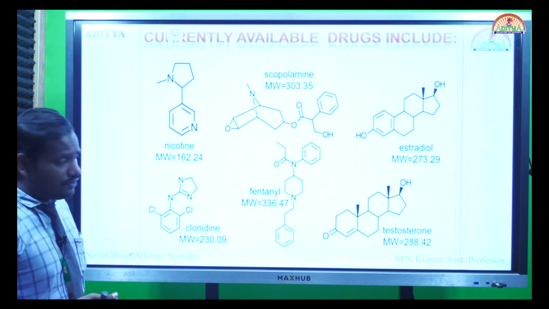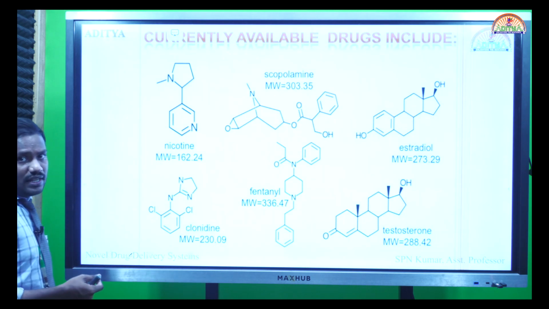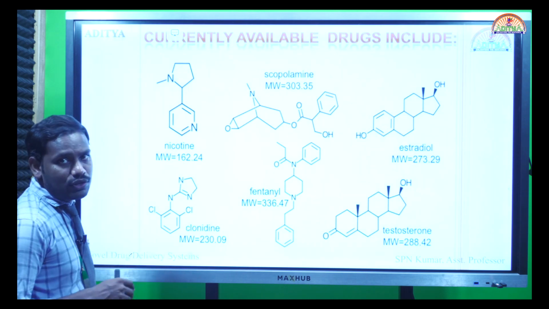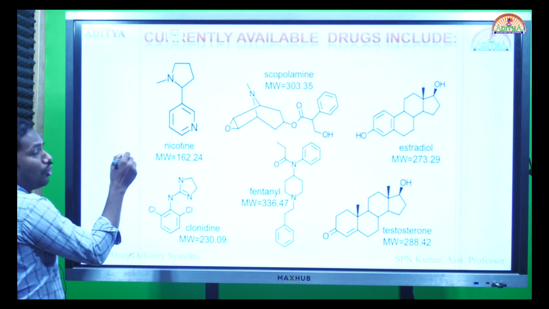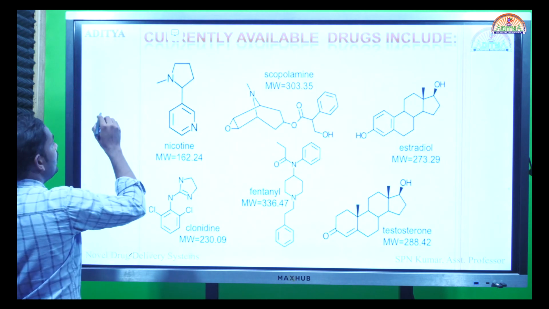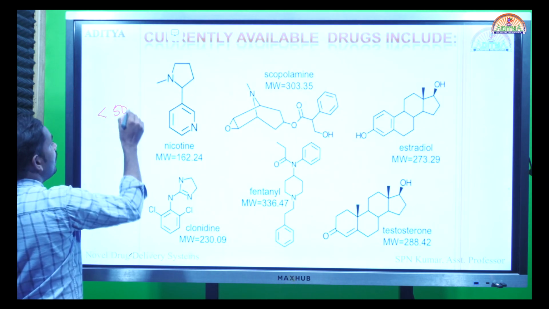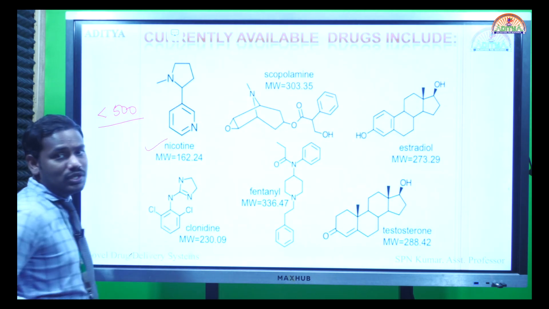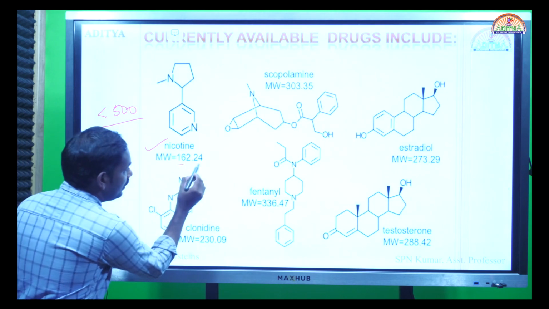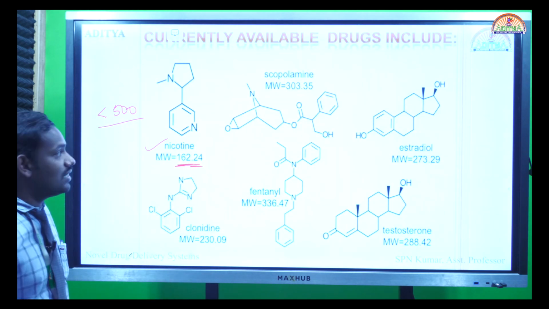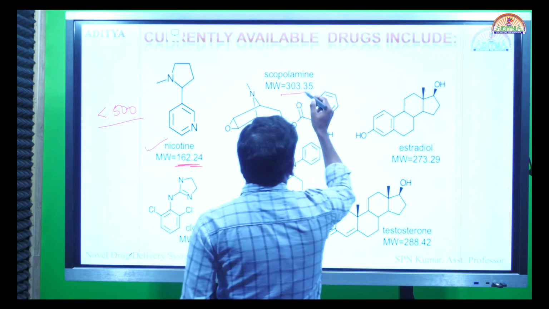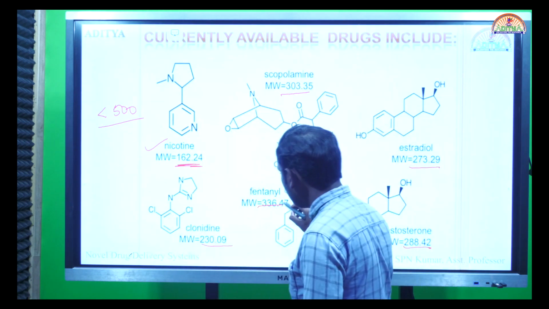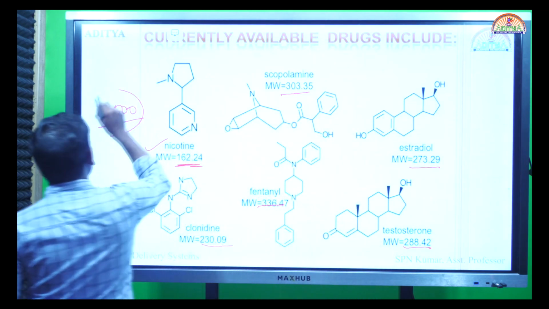So as I have said previously, not every drug candidate is ideal for transdermal drug delivery system. So there are certain things which should be borne in mind. So what are they? The molecular weight of the drug to be used in TDDS should be less than 500 daltons. So here are some examples. Let us say nicotine. Nicotine is widely used as a transdermal patch. If you see the molecular weight, it is 162.24 daltons, and see the molecular weight of scopolamine, estradiol, testosterone.